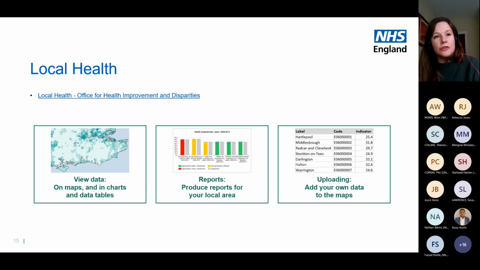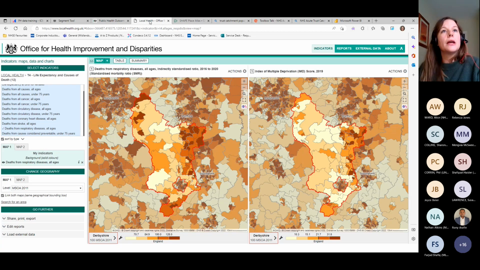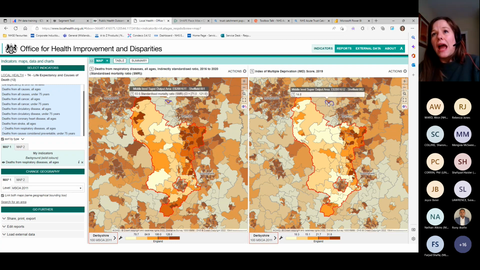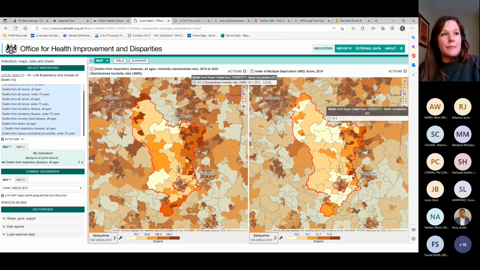So it's got a lot of flexibility, this tool. But one of the unique functions that I would like to show you is, and here's one I made earlier, I was a bit worried about keeping to time, the two map function, where you're able to lay one map at the side of another and map two different indicators. So here I've done deaths from respiratory disease, and this is an indirectly standardized ratio, as are our small area indicators. And we can look at this at the side of the index of multiple deprivation score at MSOA level.